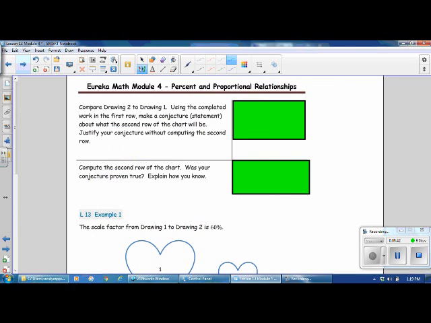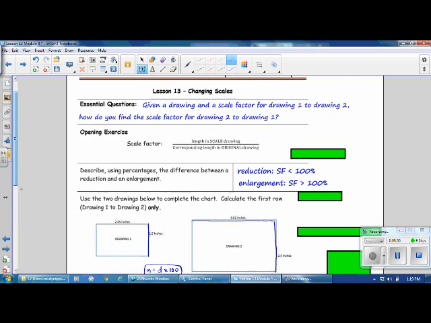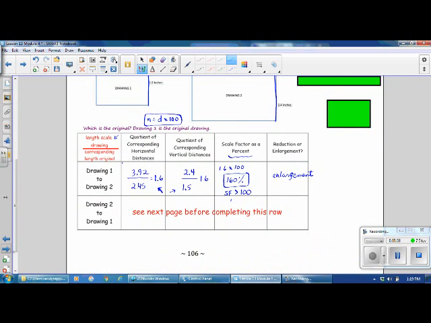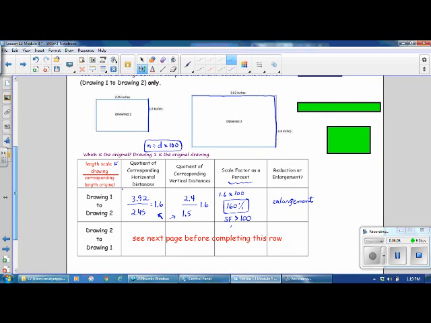Compare drawing 2 to drawing 1. Using the completed work in the first row, make a conjecture or a statement about what the second row of the chart will be. Justify your conjecture without computing the second row. So what we want to know here is, is this going to end up being a reduction or an enlargement? And we're going from drawing 2 to drawing 1. So drawing 2 is a larger picture and drawing 1 is a smaller picture. And we would expect that our scale factor will be less than 100 because it's a reduction.